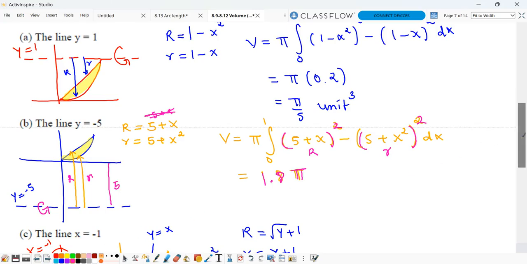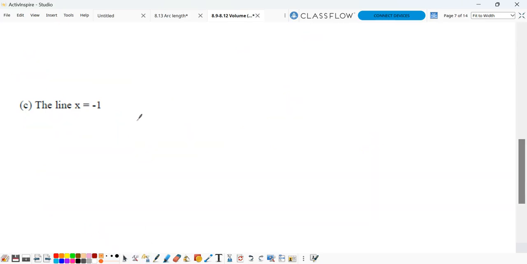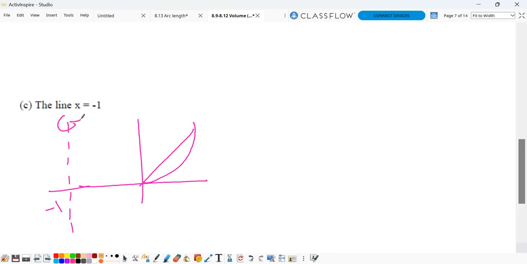Now let's take a look at how we rotate vertically. Okay, so vertical rotation is, let me clear and I'll show you. This is my shape, rotating about this line which is x equal to negative 1. So how do you know whether you are doing it in terms of x or y? Your radius is perpendicular to the y-axis, so everything is in terms of y.